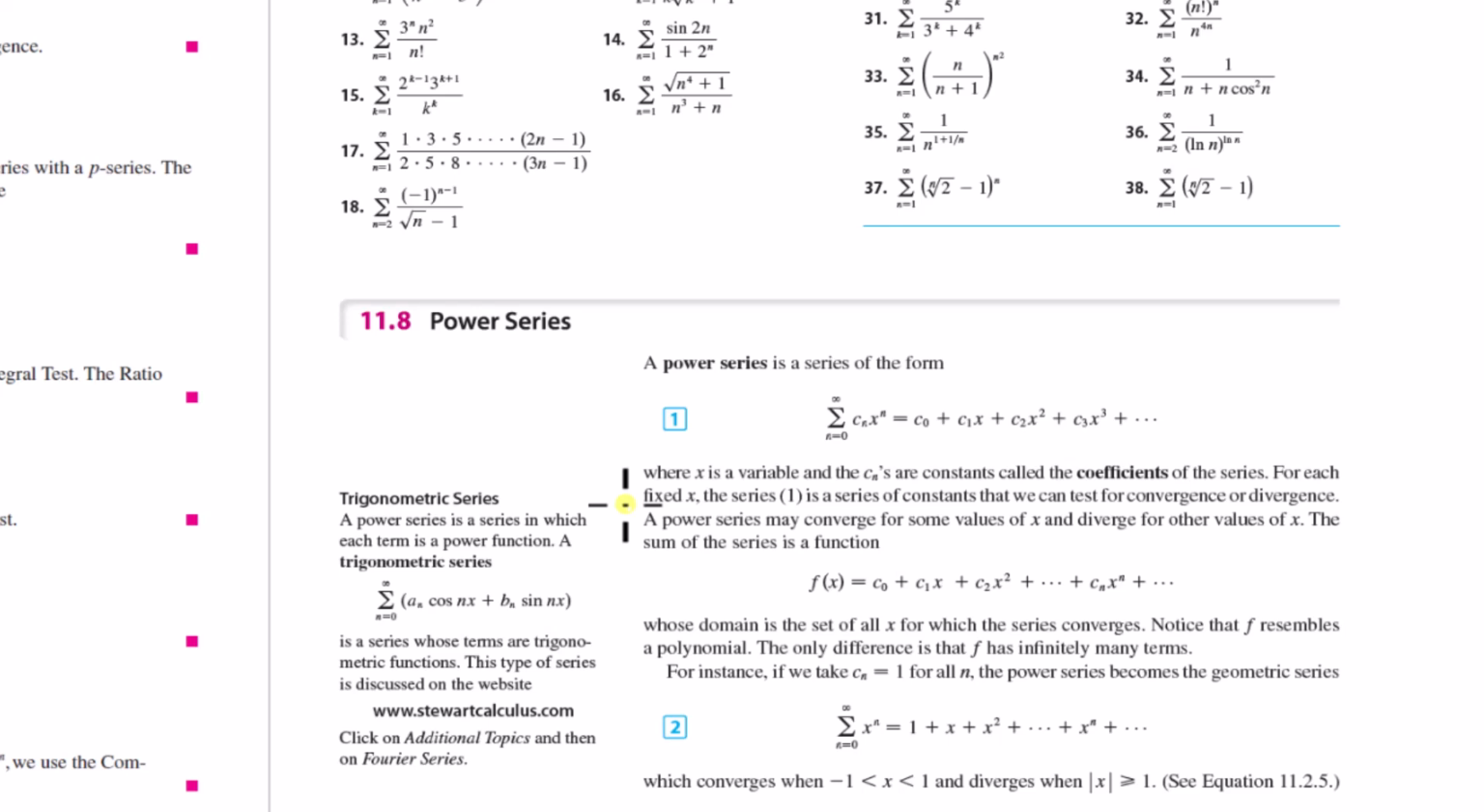Once you pick an x value, but remember, the x value can be anything. The x value is not like the n. The x value is a continuous variable. You can put anything from negative infinity to infinity unless there's a given restriction, like a normal function. Okay, so what you can think about is a power series may converge for some values of x and diverge for other values of x, right?